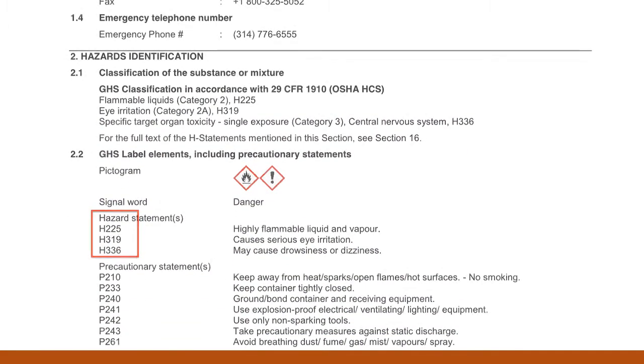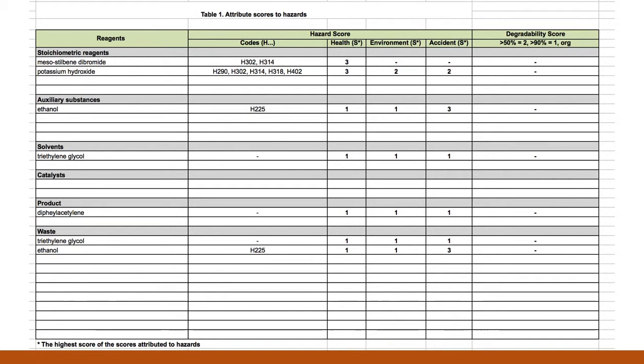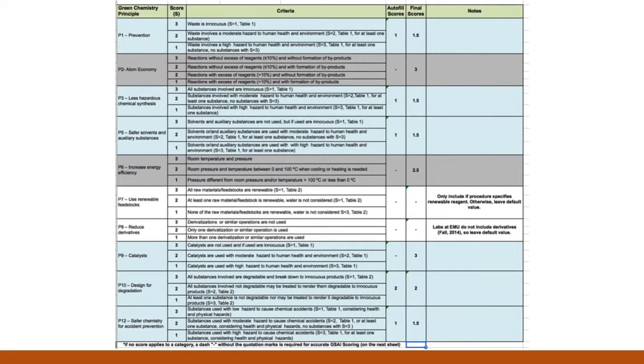And so Green Star assigns a score to each one of these hazard codes, 1, 2, or 3, where 1 is the best and 3 is the worst. These scores are then entered into an Excel sheet under the appropriate category, health, environment, or accident, where health is about physical things, like does a chemical burn you or is ingestion bad. Environment is about aquatic toxicity, and accident prevention is all about will it explode or catch on fire in the lab. And these scores associated with the hazard codes are used to score each of the 12 principles of green chemistry. So let me give an example of what that looks like for the first principle.